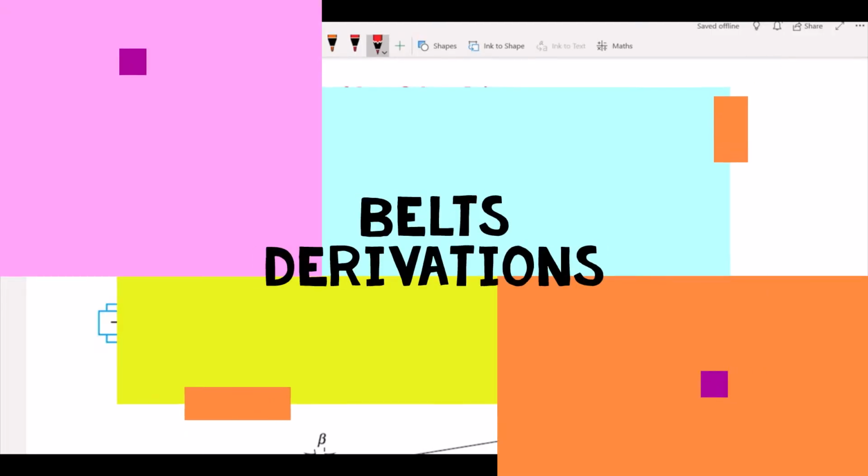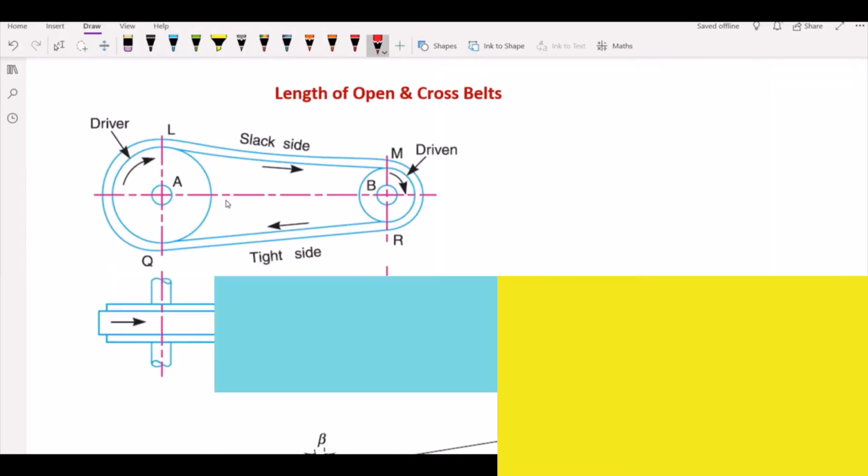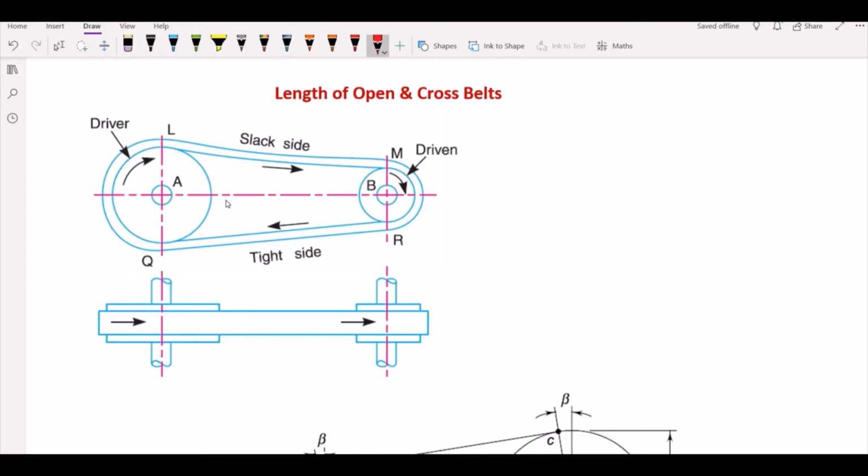For the derivation part of the belts, the theory session was already covered in the previous class. Now let us move on to the derivation part for the belts, in which we learned about the different types of belts in the earlier class.